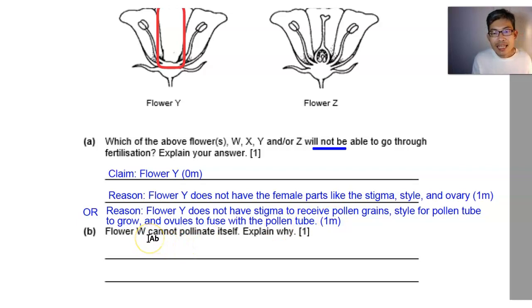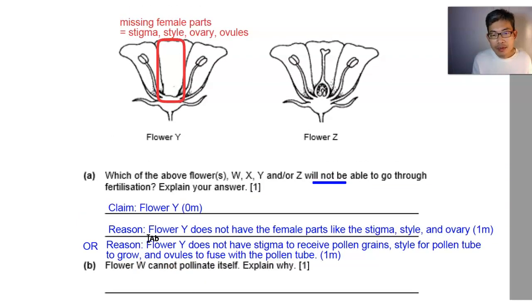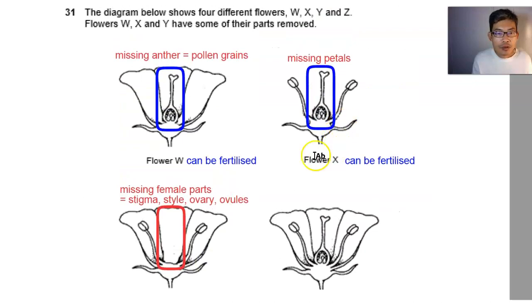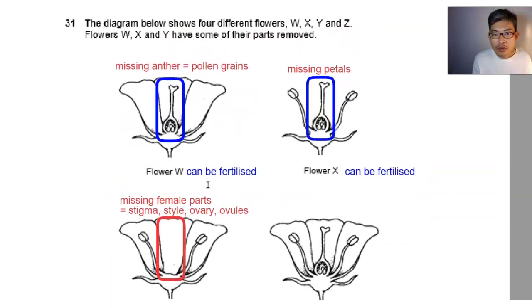Now, flower Y cannot pollinate itself. Explain why. Now, talk about self-pollination. This is flower W. Self-pollination means, for example, if there's a bee that flies over, it goes down to the nectar, which is near the bottom here. Its body will brush against the anther, and the pollen grains will rub on the body. As the bee leaves the flower, the pollen grains can drop and fall onto the stigma, and you have self-fertilization.